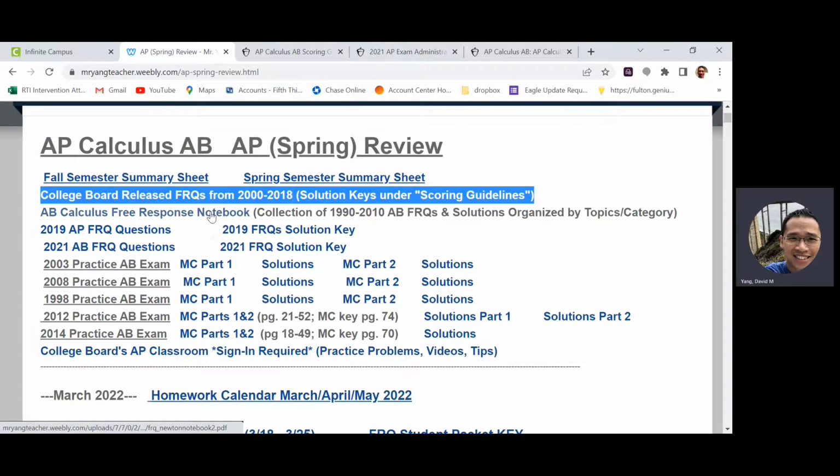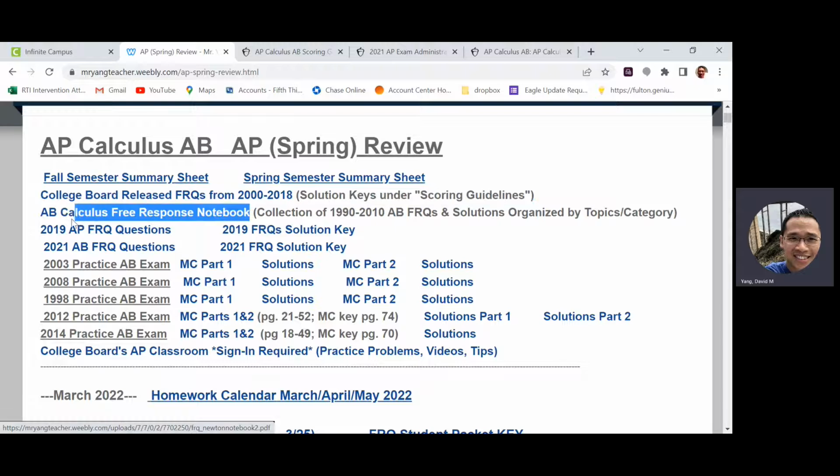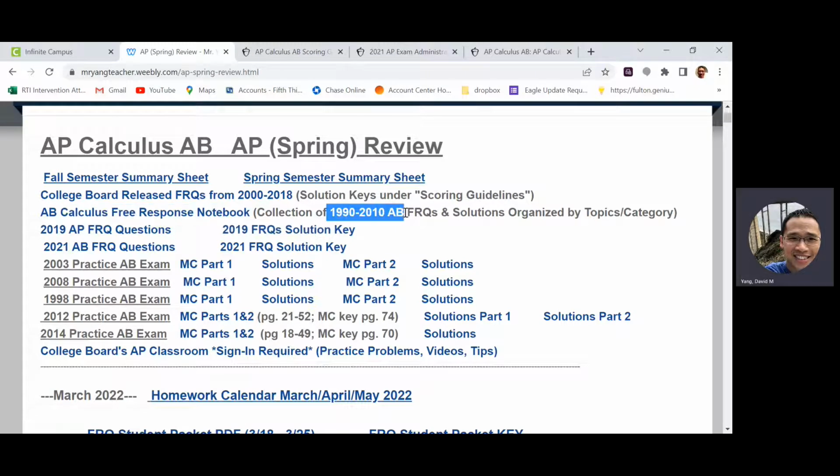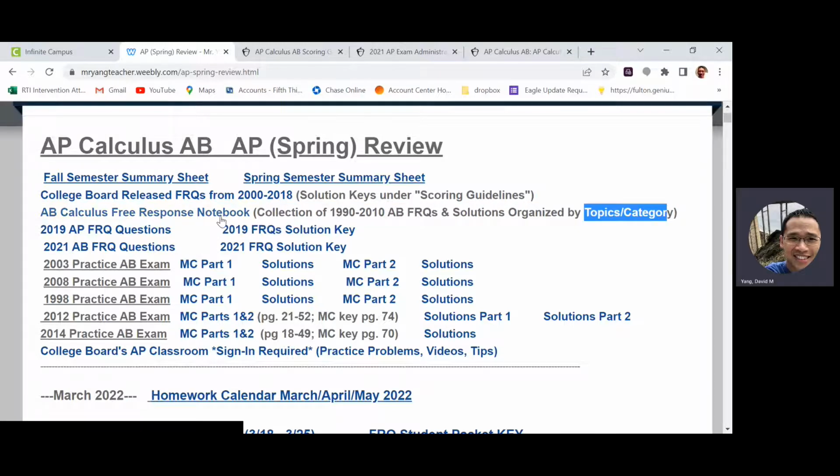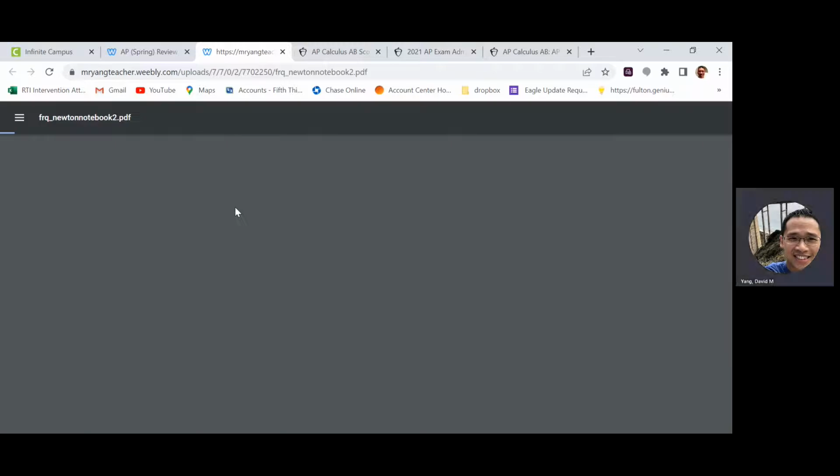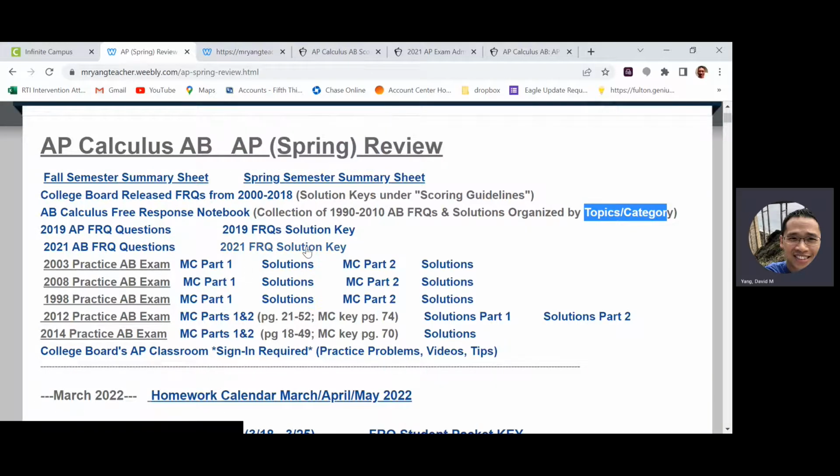There's also this link here. This is the AP Calculus Free Response Notebook. It's a collection of 1990 to 2010 AB FRQs, and it's organized by topic and category. So if you click on this, okay. While that's loading, let me point out a couple of things here.